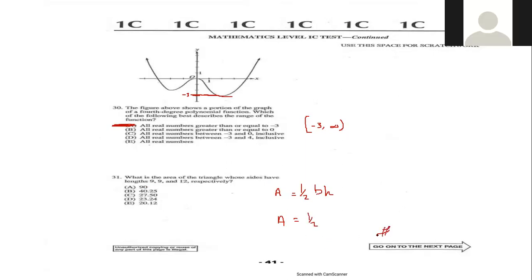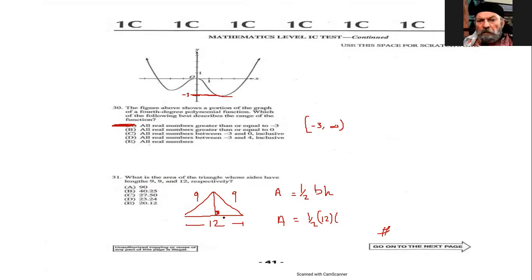This is the last question. It's half times the base, which is 12, times the height. The sides have lengths 9, 9, and 12, so it's isosceles with the base 12. We cut it from here, giving 6 and 9, so we need the height.